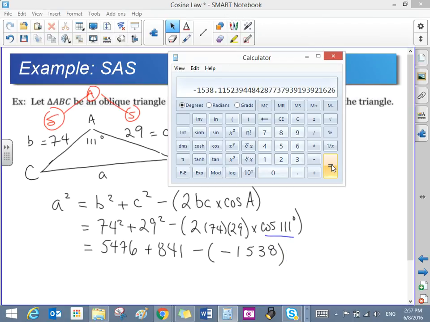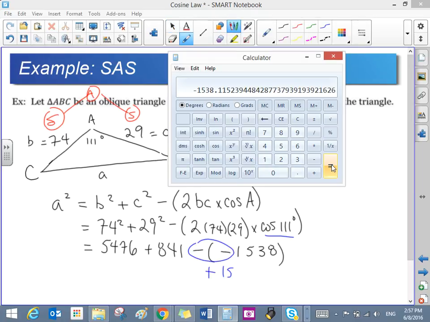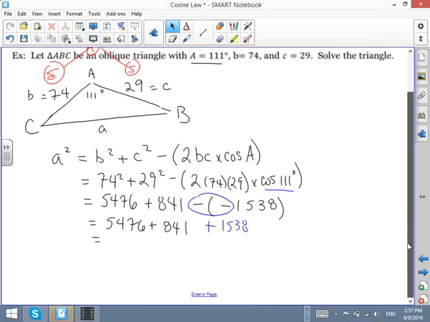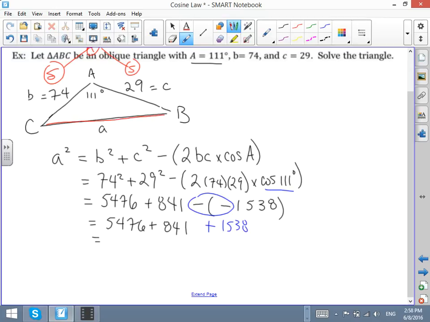Okay. So now we just have to add everything up. Be careful here though, double negative. That means we're going to add 1538 to the remaining numbers. So we're going to add 5476, 841, and 1538, and we'll see what that gives us. And I like where this is going. We're going to get a rather large sum, which is good because this side is the longest side. So this is good news for us.